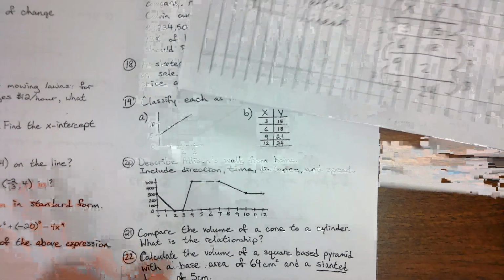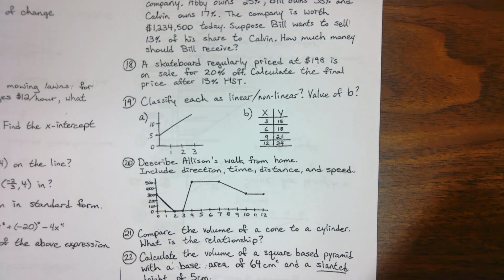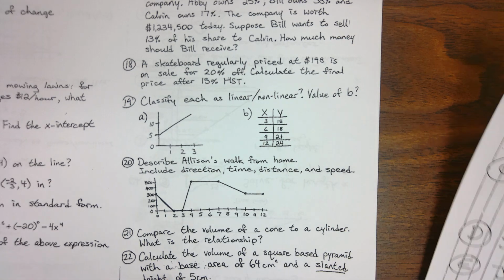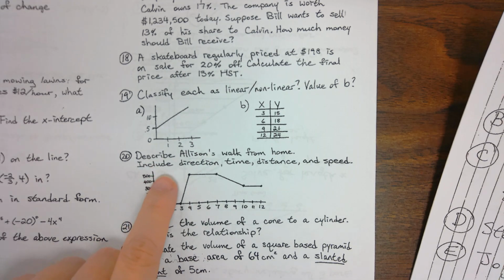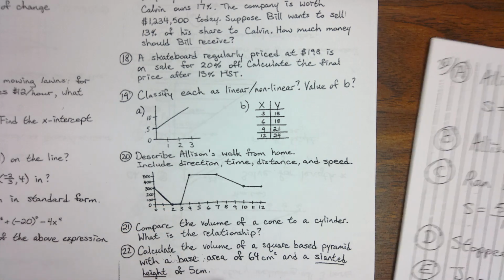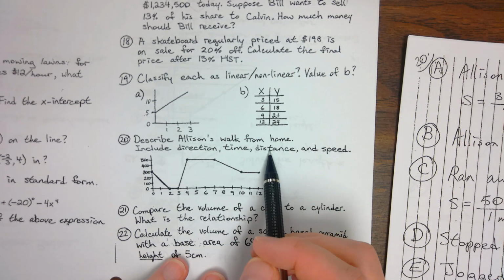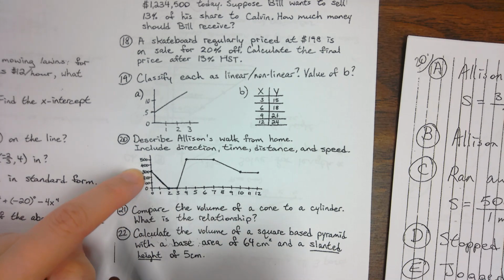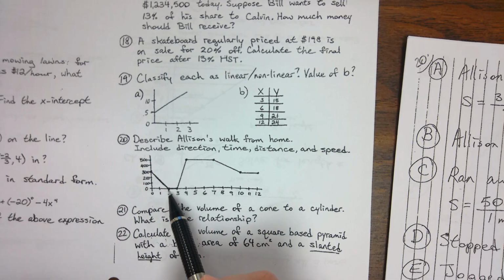Okay. Number 20. I think they moved it to the grade 8 curriculum, but I don't know if your teachers in grade 8 taught you guys that. Okay, number 20. Allison's walk from home, including direction, time, speed, and time, distance, and speed. Just like what I talked about on Friday, if you talk about speed, then that already talks about the time and distance. Okay, so does Allison start at home? No. So Allison starts away from home and goes towards home in this first 2 minutes.